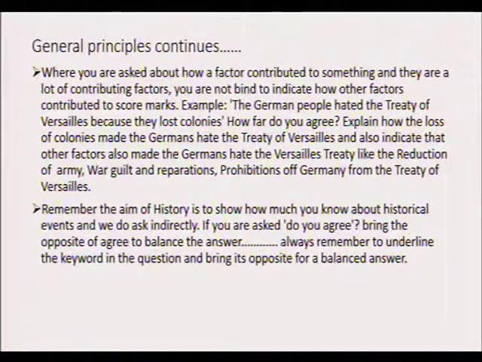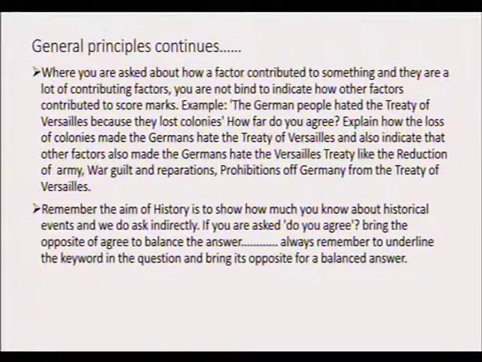And you should also indicate that there are some other factors that made Germans hate the Treaty of Versailles. For example, the reduction of the army, war guilt, reparations, and the prohibition of Germany from joining the League of Nations. So what you have to do here is also indicate how other factors contributed, but not only focus on the factor that is given.